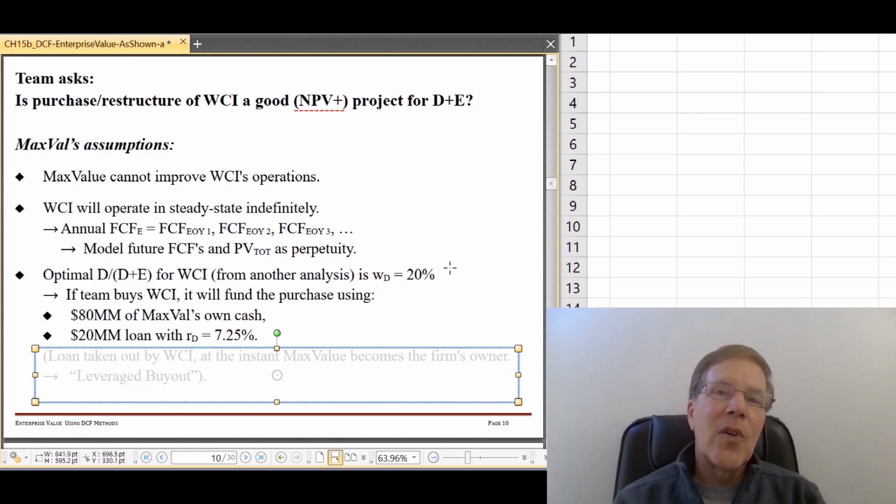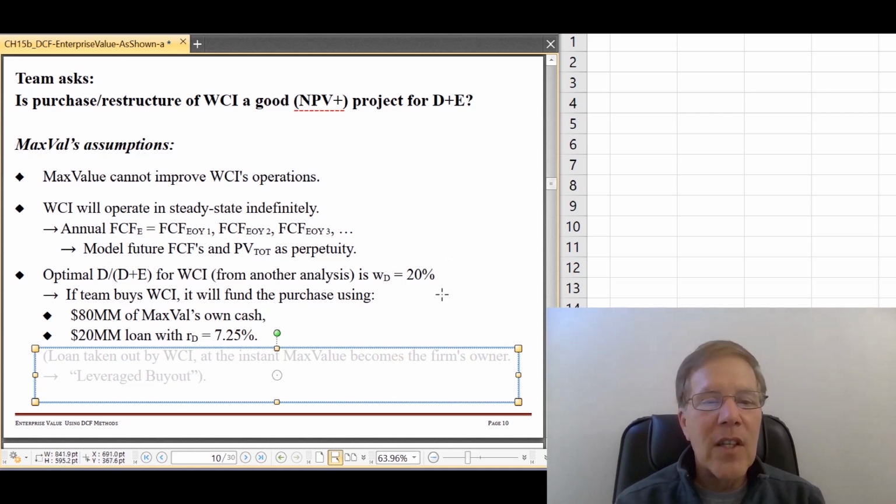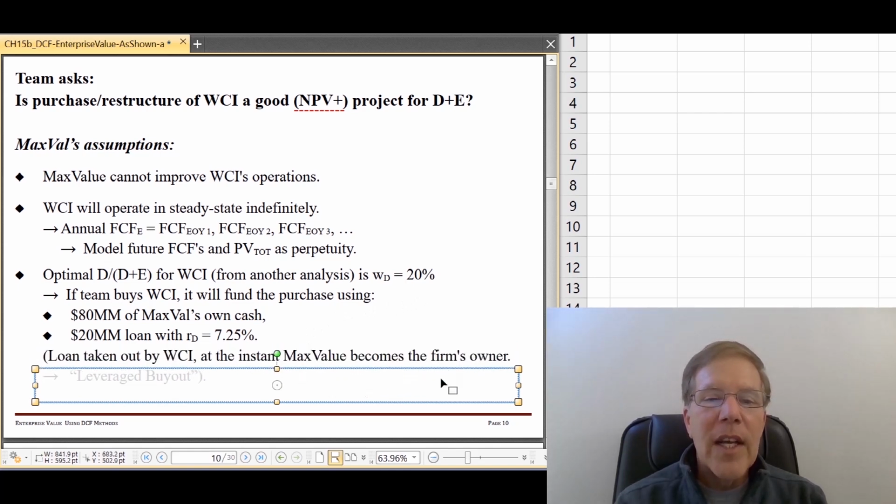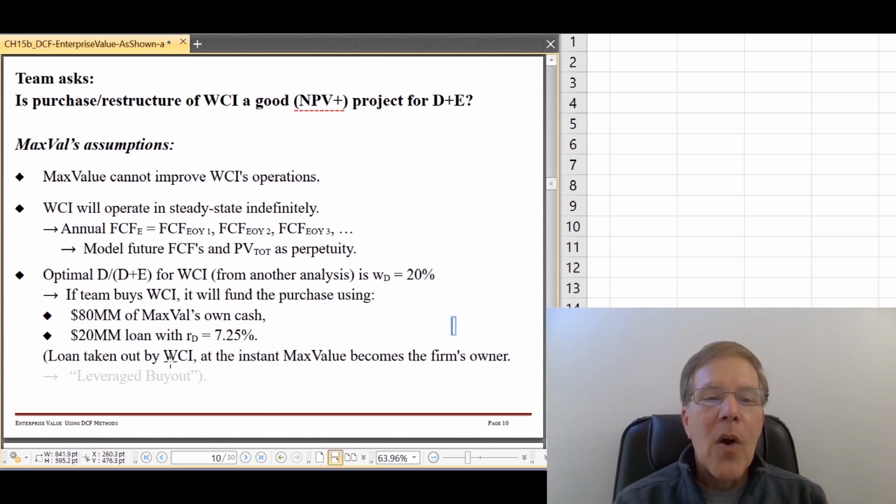So as part of this whole deal, they're going to buy the firm and restructure the debt, exactly like they did in the last chapter. And how is that going to work? Exactly as it did in the last chapter. At the time of purchase, WCI is going to take out a loan. Who are they going to take out the loan from? The lender on our lending team, right? And then once they get that 20 million, they put that in a wheelbarrow and give it to the prior owners along with the 80 million that's put in the wheelbarrow from Max Value.